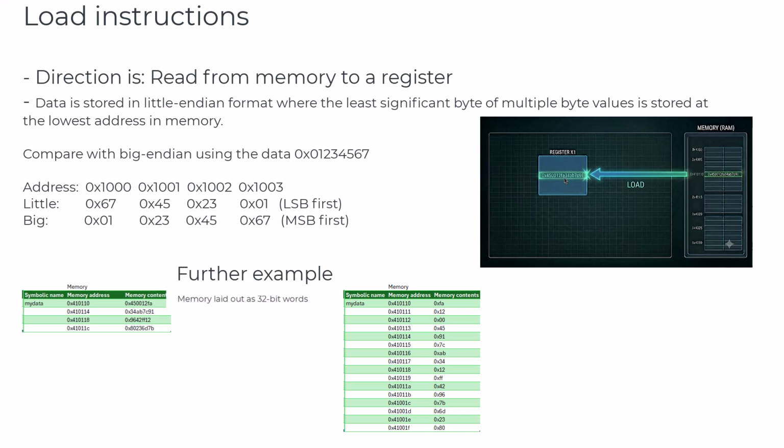Next, we're going to look at load and store instructions. These are key, and very few programs would execute without using either of these instructions, or most commonly both. So first of all, with the load instruction, the direction is with respect to a register, so the operation is reading from the memory and loading into a register.